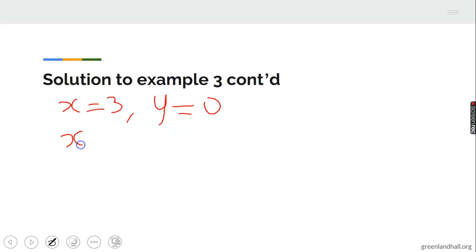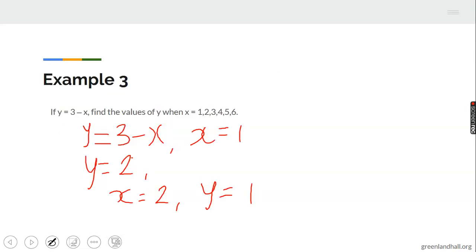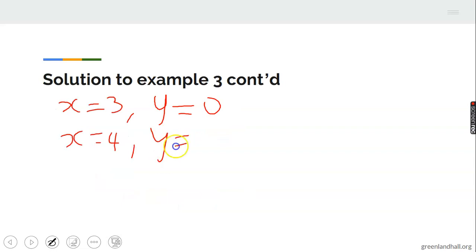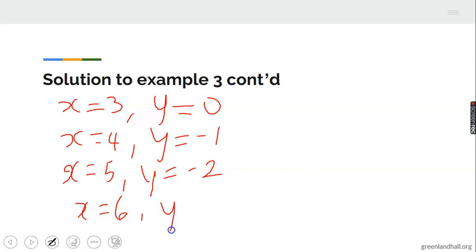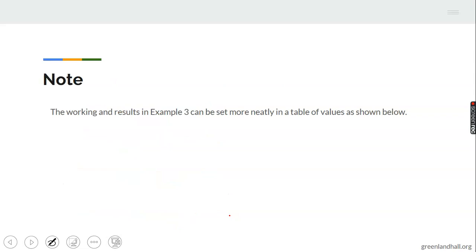When x is 4, what is y? That will be 3 minus 4, which is what? Minus 1. When x is 5, y is what? Minus 2. When x is 6, y is minus 3. That's all. Note, the working and result in example 3 can be set more neatly in the table of values as shown below.